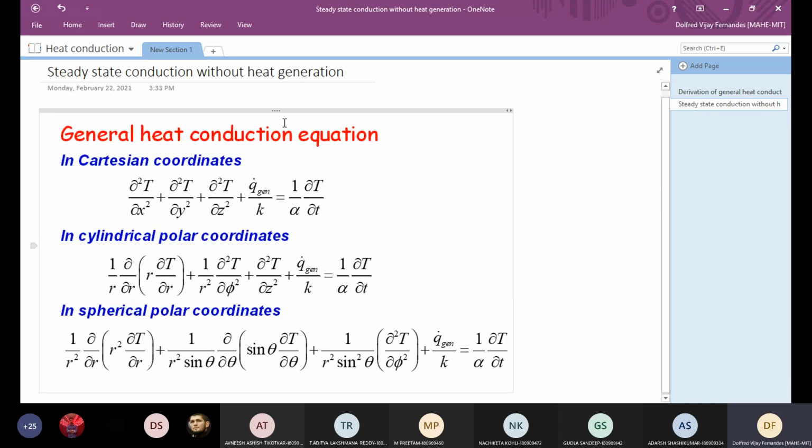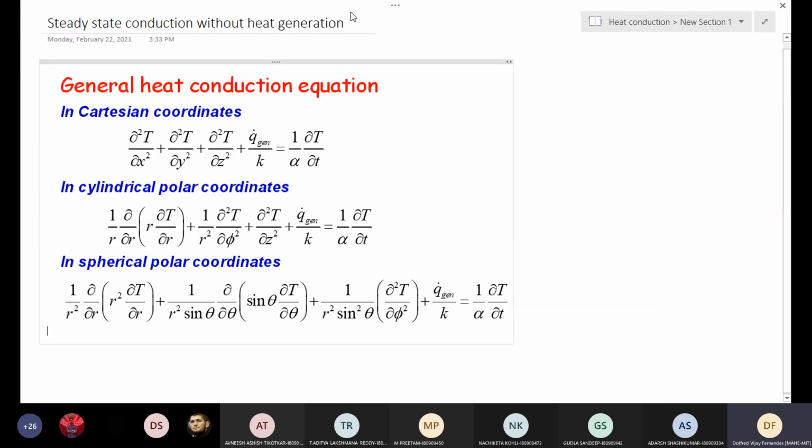Okay, so I think you can see the equations. In Cartesian coordinates, what we derived is the first equation, and the equations in cylindrical and spherical coordinates are also given. Okay, so for the steady state, the first assumption, we will assume steady state.